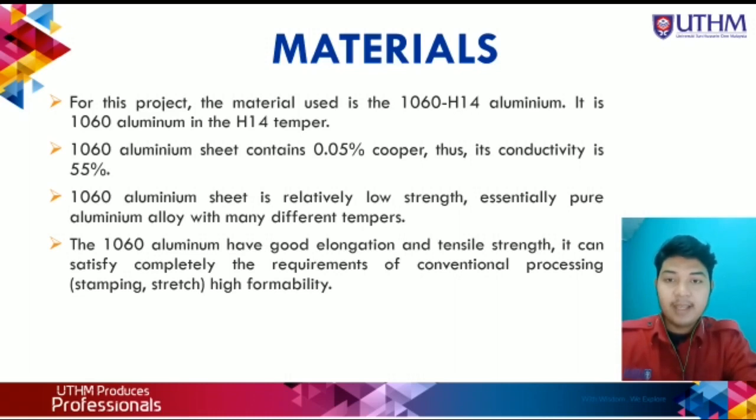The 1060 aluminium alloy is a low strength, pure aluminium, but when it comes to corrosion resistance, this alloy can be labeled as one of the best materials with strong corrosion resistance. Besides, the 1060 aluminium alloy also has good elongation and tensile strength. This alloy can completely satisfy the requirements of high formability conventional processing like stamping and stretching.